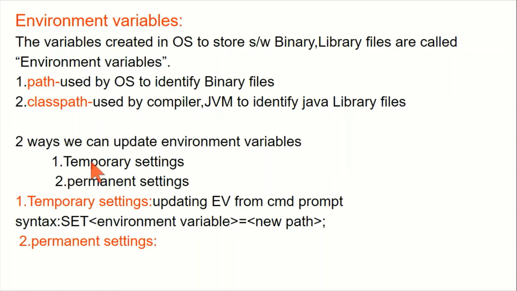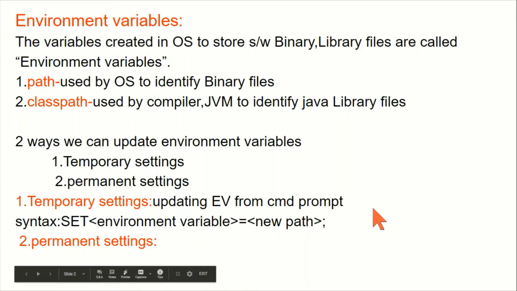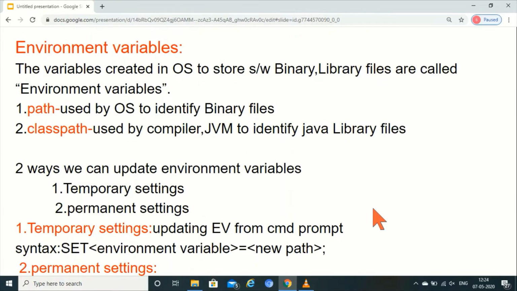So there are two ways we can update the environment variables. First one is temporary setting, second one is permanent setting. Temporary setting means updating the environment variables from the command prompt. The syntax is set, environment variable name, equals to, and the path. So I will show practically.